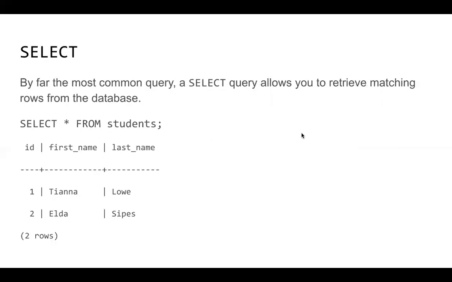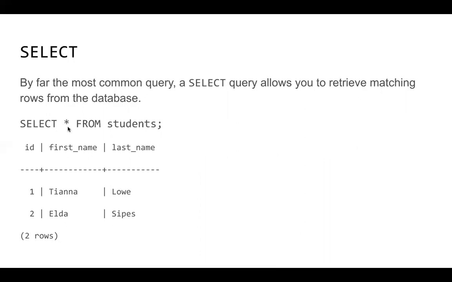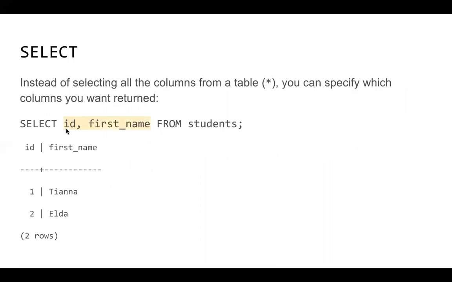The most common query type is a select query, which allows you to retrieve matching records from rows in the database. So select all from students means give me every student and all of the information about every student in this database. So it retrieves the ID, the first name and the last name of Tiana and Elda, both rows of our database. That star there just means everything. Select all of the data. We can also specify what columns we want, so you can just get the ID and the first name. So select ID, first name from students just returns the ID and the first names while ignoring the last name.